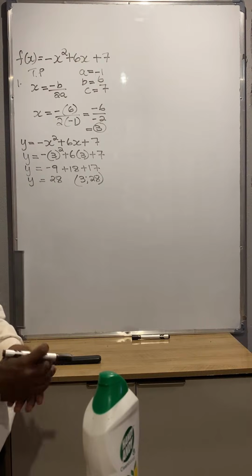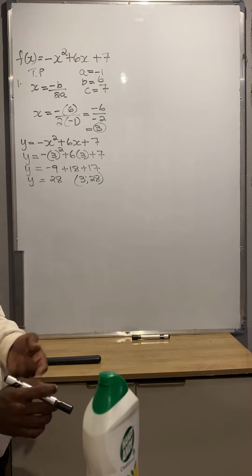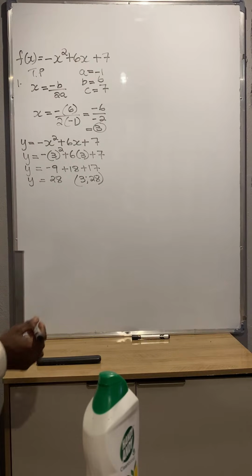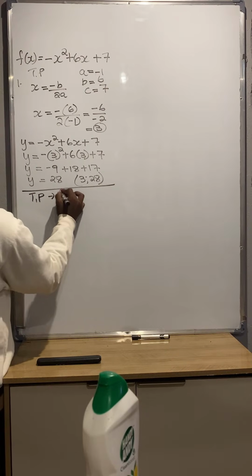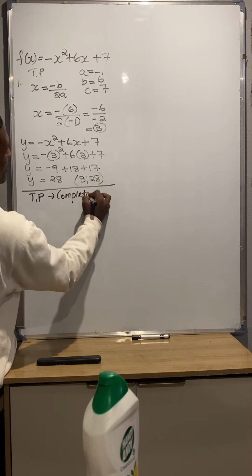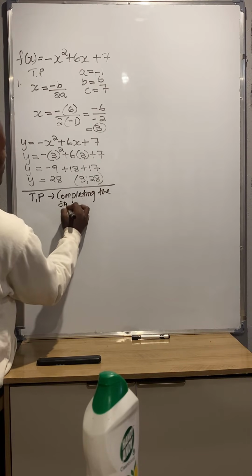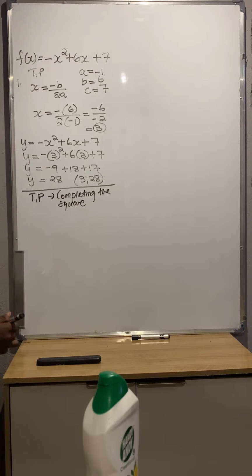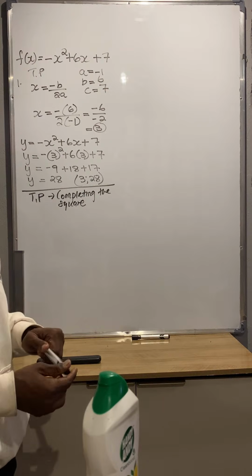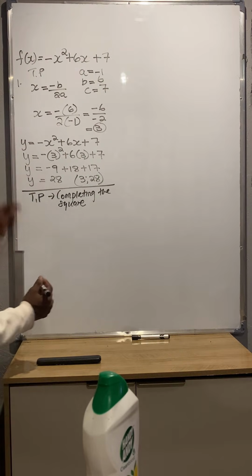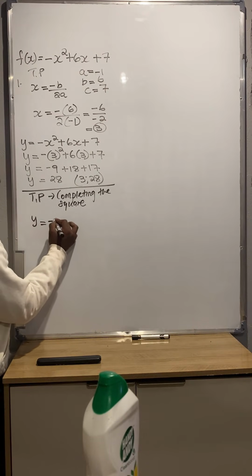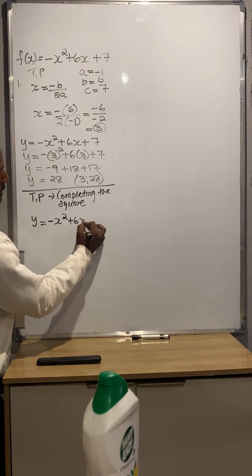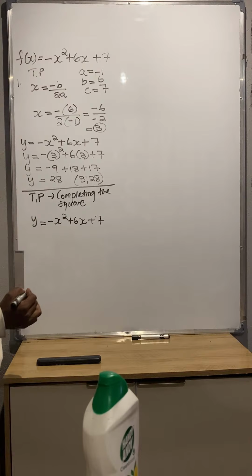Okay. How about another method of determining the turning point, guys? Completing the square. The problem with completing the square, guys, is that it's challenging for some. But with completing the square we have y is equal to negative x squared plus 6x plus 7.